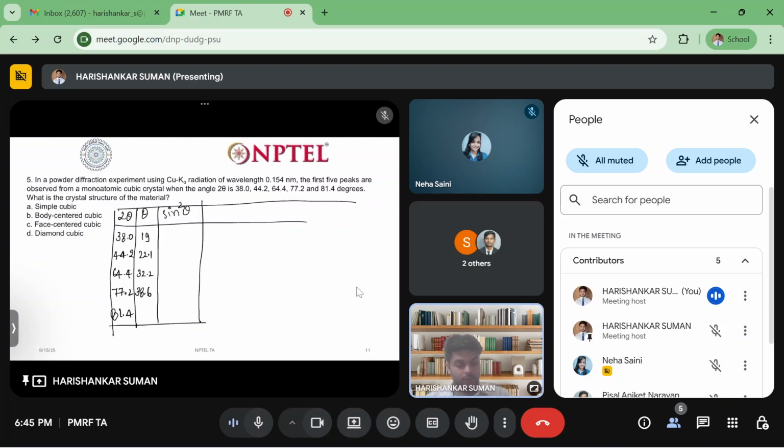And that is... now calculate the sin square theta, sin 19. You can use the calculator. It would be 0.059 something. And sin square 28.1, it would be, let's calculate this.